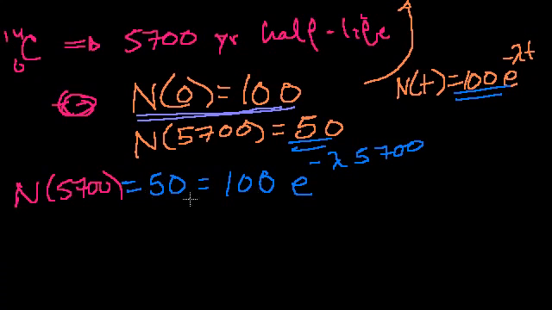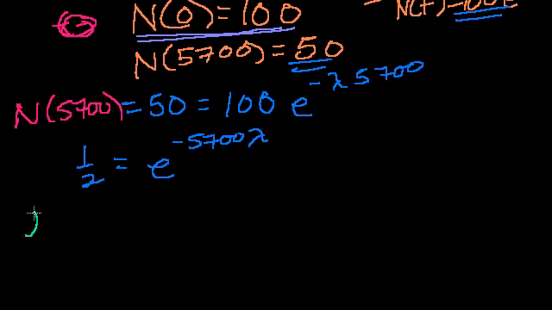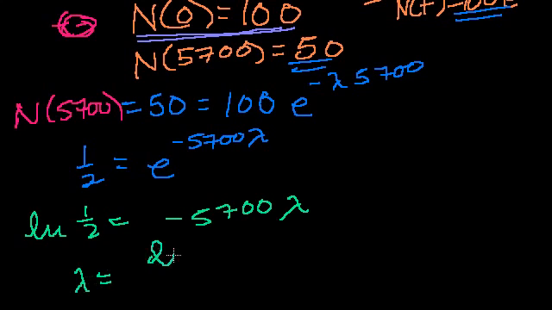So if you divide both sides of this by 100, what do we get? We get 0.5. We have 1 half. 1 half is equal to e to the minus 5,700 lambda. And we can take the natural log of both sides. So the natural log of 1 half is equal to, the natural log of this is just minus 5,700 lambda. To solve for lambda, you get lambda is equal to the natural log of 1 half over minus 5,700.